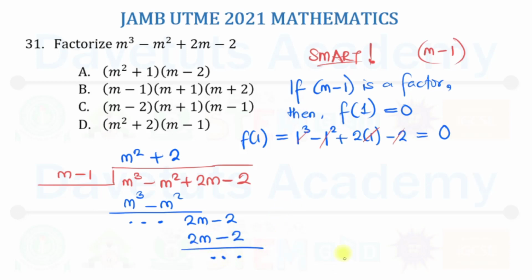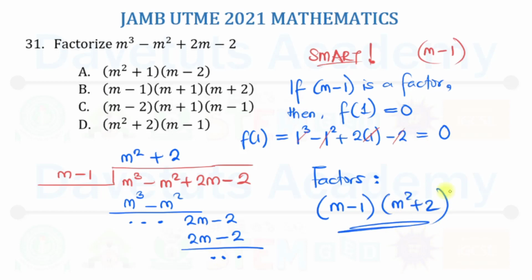So what we have is that the factors for that polynomial are nothing but, in the first case, m minus 1 that we tested with the factor theorem, and here m squared plus 2. There is no further way we can factorize m squared plus 2, so the solution will be option D.